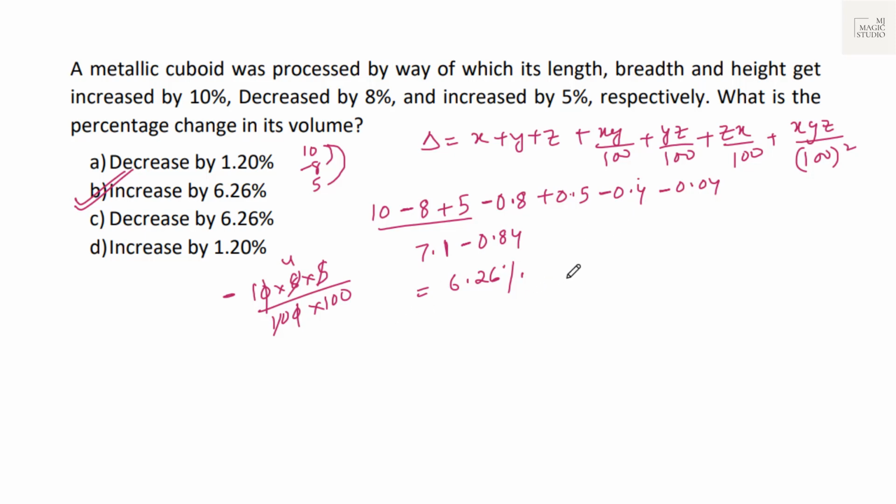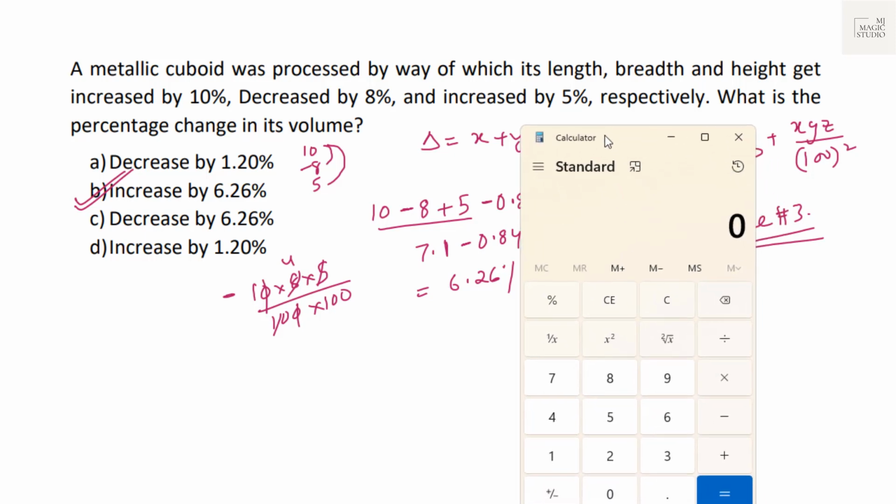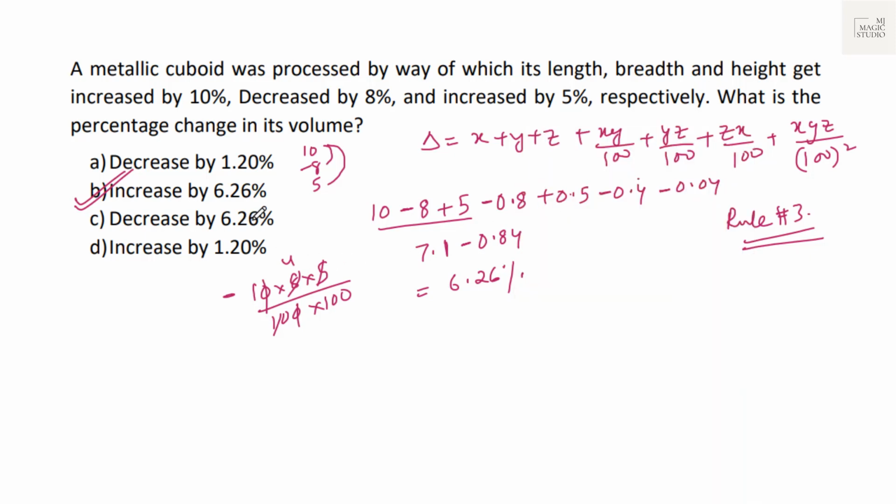We can use it whenever we have two or more percentage changes. Go through rule number 3 from our rule book. Or if you want to use the on-screen calculator, just take any base value 1. First is increased by 10%, so we'll multiply by 1.1. Then decrease by 8%, that is into 0.92, the recovery rate. Then again increase by 5%, we'll multiply by 1.05 and deduct 1 from it, multiply by 100, and you get a positive 6.26. That means it increases by 6.26%.